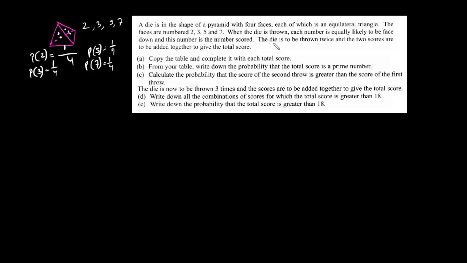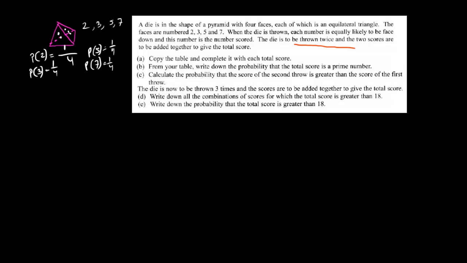Okay. The die is thrown twice. Okay, so we have 2 possible numbers. So we have to form a table of the total score. So let's do this. So the table is going to be like this. So this is one side. This is pretty common. All they did was change the die into a pyramid die. That's all. So the numbers are 2, 3, 5, 7.